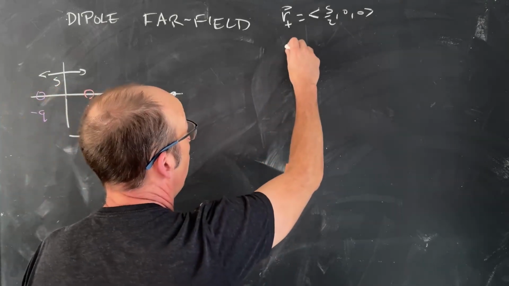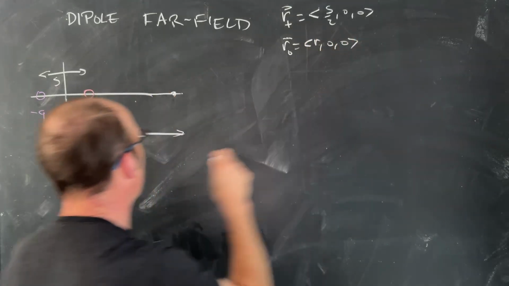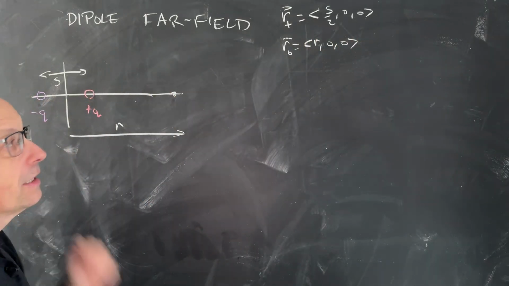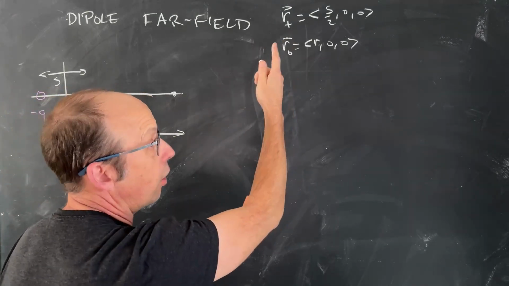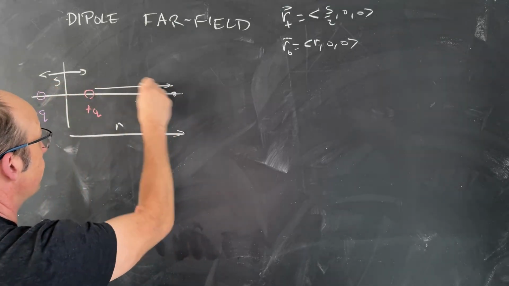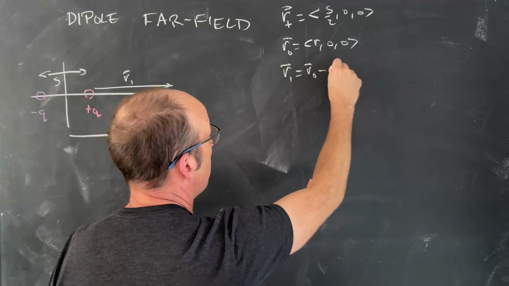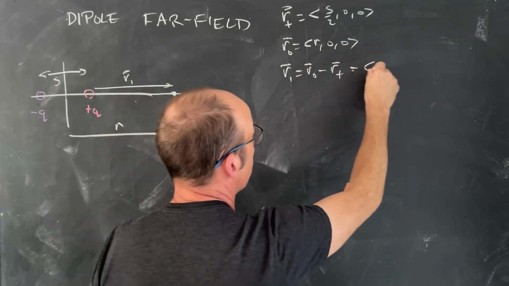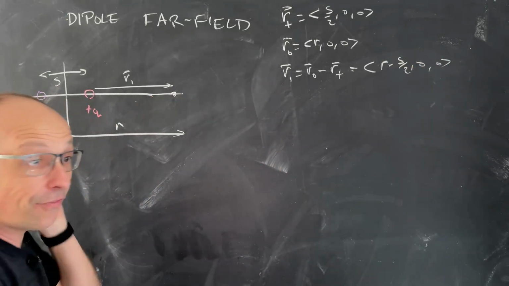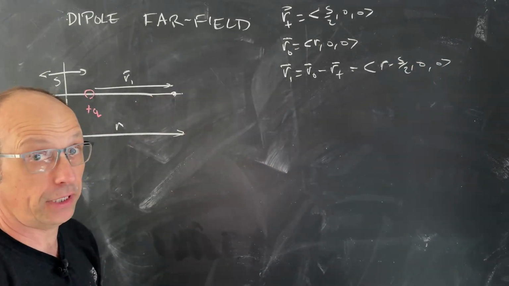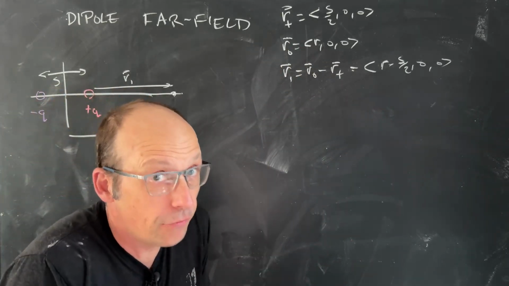I'm going to write R observation as R, 0, 0. I know that's weird, but I did call that R right there. So that's the scalar value of R. Now I need this. I'll call it R1. R1 is this vector. So R1 is going to be R_O minus R plus. So that's going to be equal to R minus s over 2, 0, 0. It's easy to find the magnitude of that vector because it's just in the x direction. It's easy to find the unit vector for that vector. It's just in the x direction. Okay, but I did it the formal way.